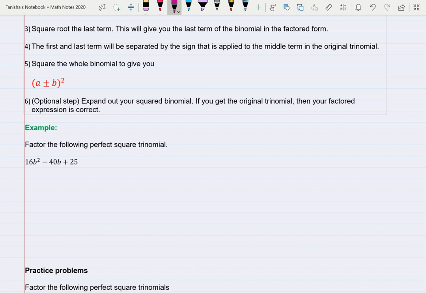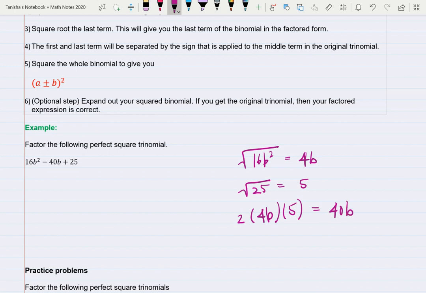Okay, so we have 16b squared. That is a perfect square. 25 is also a perfect square. The middle term, let's see if that works with our first and last term. 16b squared, the square root is 4b. The square root of 25 is 5. Twice the product of those two square roots, so 4b times 5 is 20b, times 2 is 40b. Yep, so this is a perfect square.